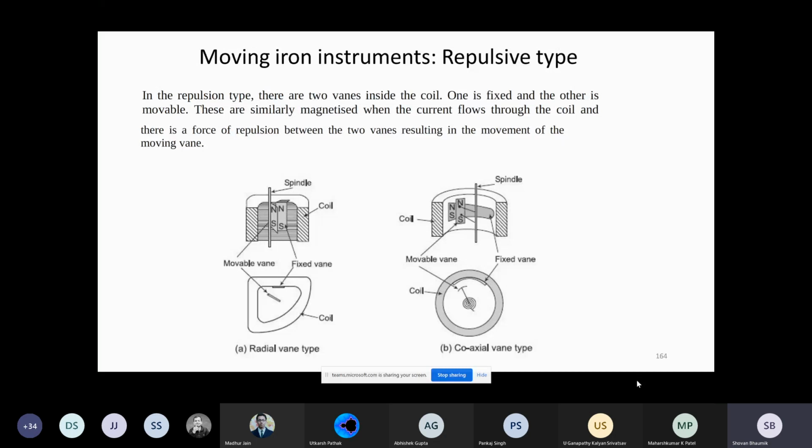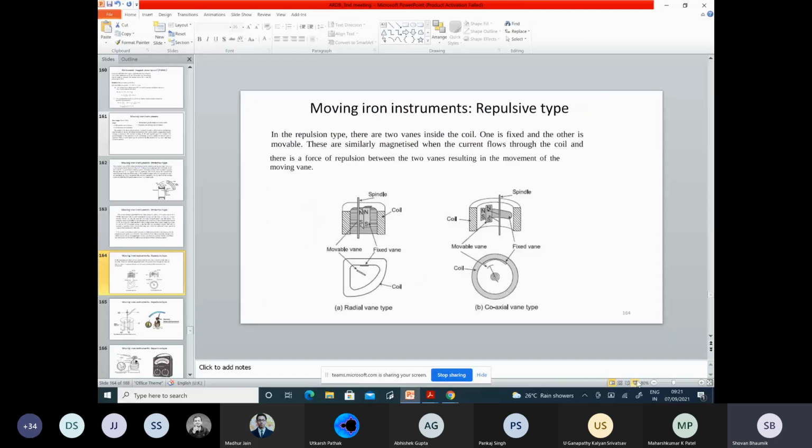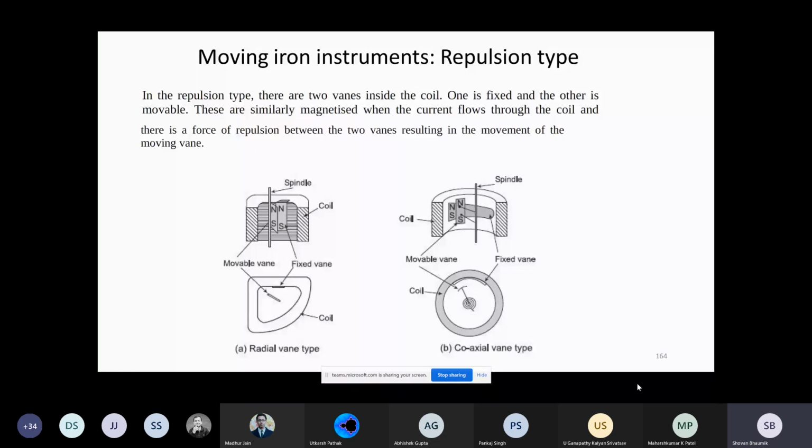So moving iron instrument, repulsion type. In the repulsion type instrument, there are two vanes, as you see in the figure. There are two vanes inside the coils. One is a fixed vane, and another is a movable vane.